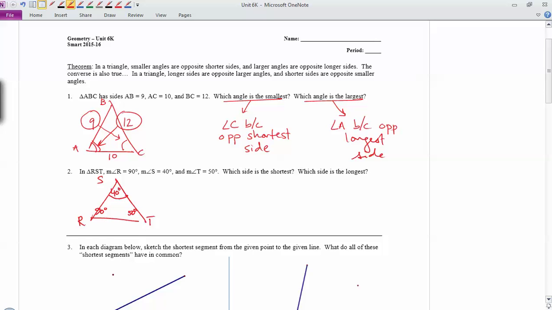Well, here's the smallest angle. That's opposite the shortest side. So shortest side is RT because it's opposite the smallest angle. And the longest side is going to be opposite the biggest angle, so that's going to be ST because it's opposite the largest angle.